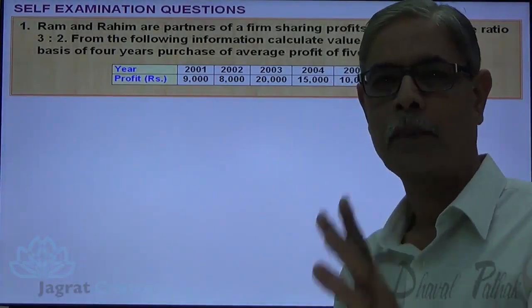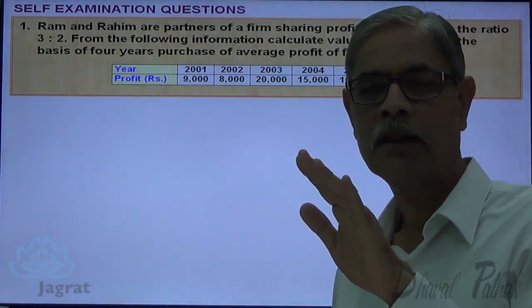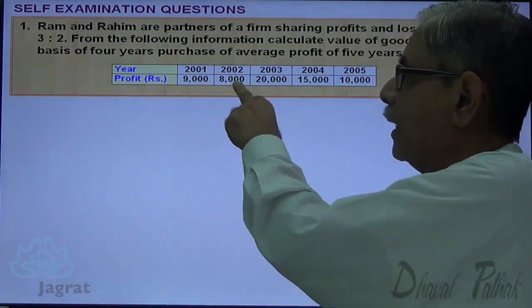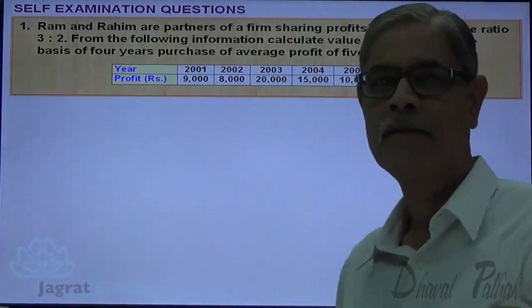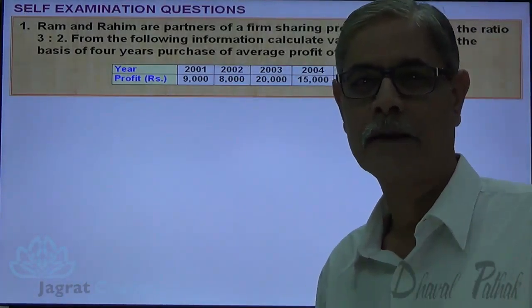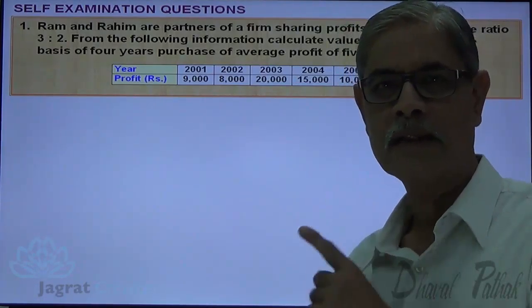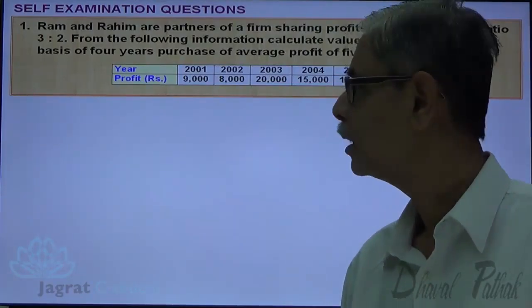When you are given the profit for 5 years, observe the change in profit over years. 8,000 decrease, 20,000 increase, then decrease, then decrease. So there is no consistent trend. That is the first thing that you should observe. Under such situation, you should find a simple average.